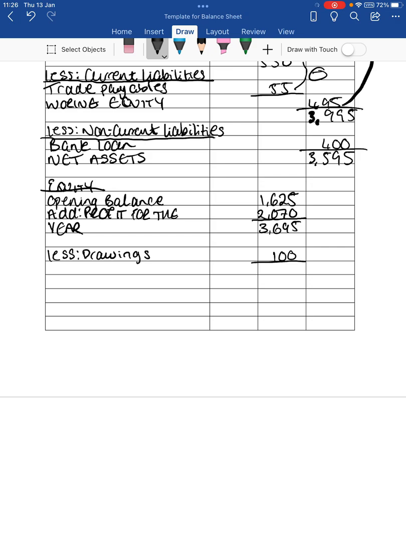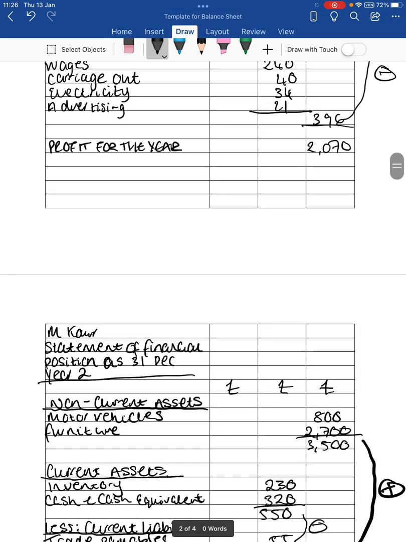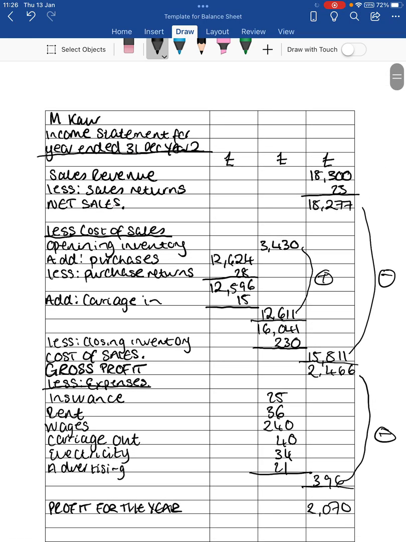So 3,695 take away 100 will leave you with £3,595. And that is you completed your statement of financial position. Once you've worked through this teaching exercise, can I get you to complete 10 onwards?